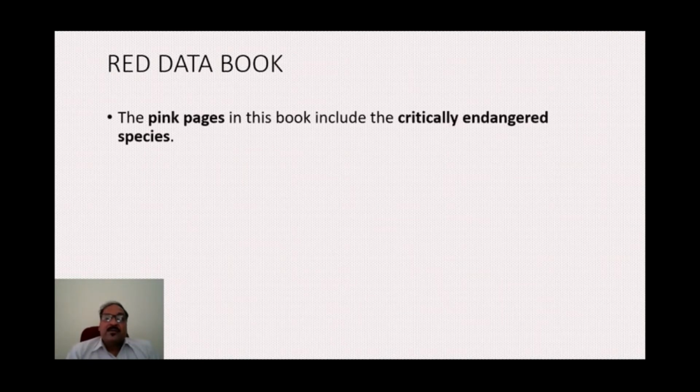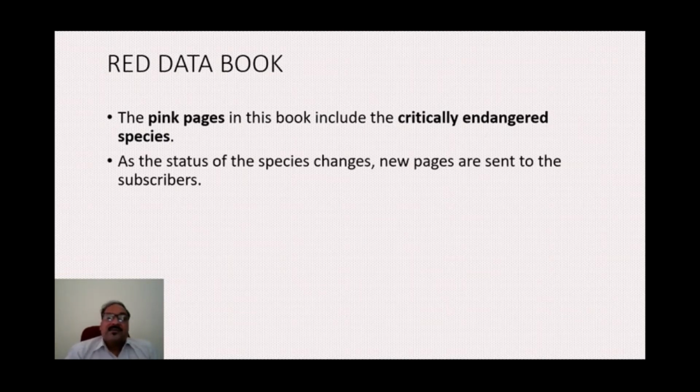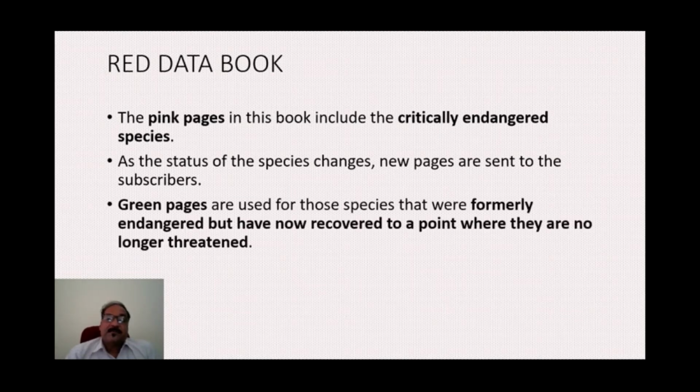So these are the criteria taken into consideration to decide whether a species is critically endangered, endangered or vulnerable. Now in the Red Data Book, the pink pages include all the critically endangered species. As the status of the species changes, new pages are sent to the subscribers. The green pages are used for those species which were formerly endangered, but now have recovered to a point where they are no longer.